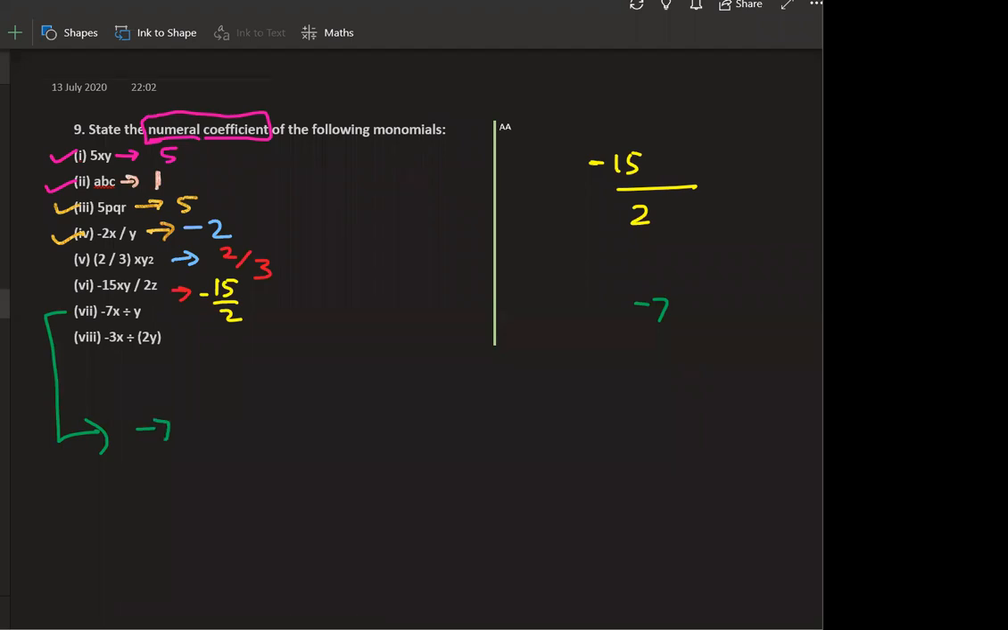And what about the last part, which is saying minus 3x upon 2y? Just remove the variable x and y. So you will get what? What is the numeral coefficient? Tell me fast. What is the numeral coefficient in the eighth part? Minus 3 upon 2. Minus 3 upon 2. I hope it is clear now.